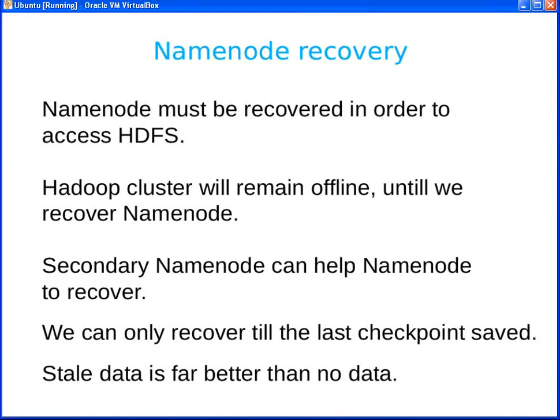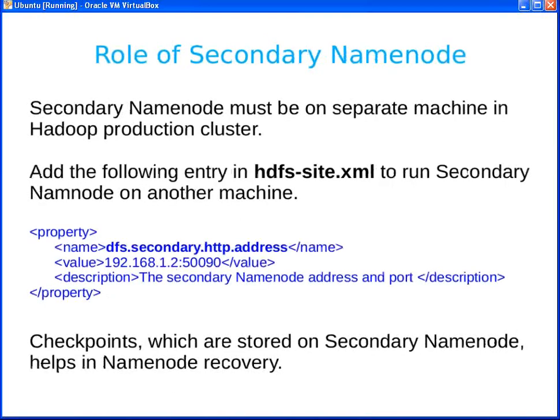So we are moving to the next slide. The next is role of secondary name node. So secondary name node must be on a separate machine in a Hadoop production cluster. Right now, if you are doing JPS, name node, data node, secondary name node, all the processes are running on your system. For learning purposes, it's fine. But in an actual production cluster, we are not running the secondary name node on the same machine.